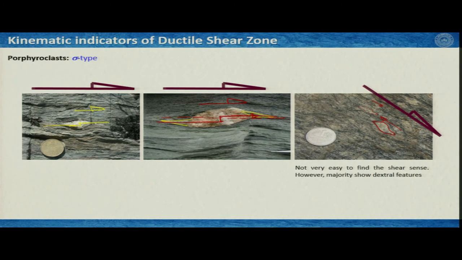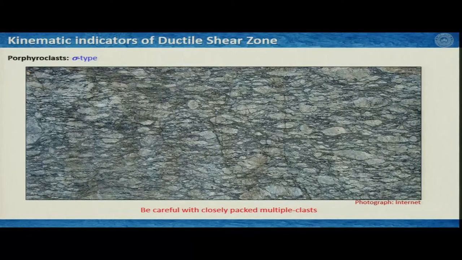But that may not always be the true idea, particularly when you see something like this in your field. There are many clasts and they are producing alternate senses of shear in many cases. For example, you have phi structures, you also have sigma structures and so on, all together. When you have a lot of clasts and they are highly concentrated, it is advised that you don't interpret the shear sense from this kind of exposure. The reason is, in this case, these clasts are not independent. So, the tails and the rotation of the clasts are not governed exclusively by the sense of shear.